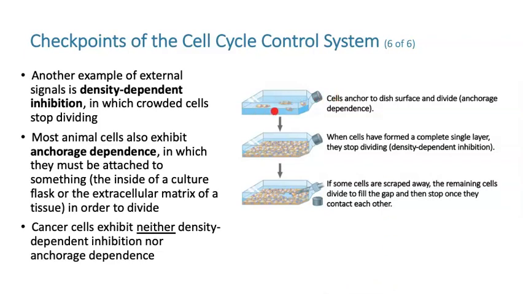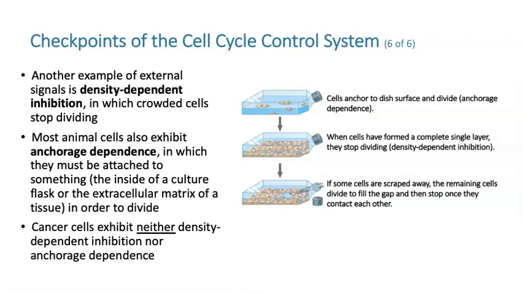Here's a dish filled with cells, and when they get to a certain place where they have plenty of cells and all the cells are touching each other, then the cells would say, oh no, we're dense enough, we got enough cells here, we don't want to go any further. So you would enter G0.